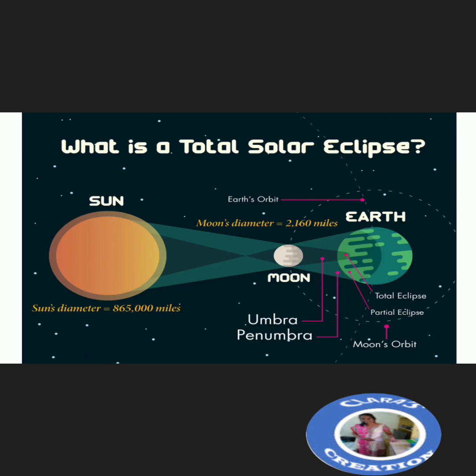What is a total solar eclipse? Again, capture the picture into the camera of your mind. Look at it very carefully. Earth, moon, sun. Earth's orbit. You can see the dotted lines in the picture? Yes. Total, partial, moon's orbit. Again a dotted line showing you. Sun's diameter, moon's diameter. Umbra and penumbra. Now, like this you won't understand. Let us see.